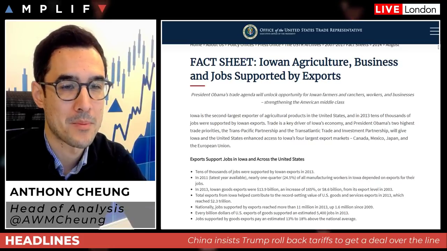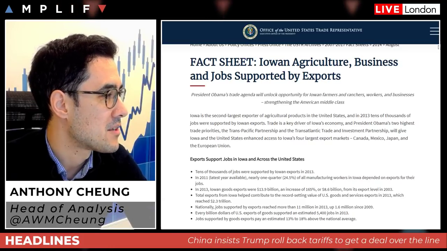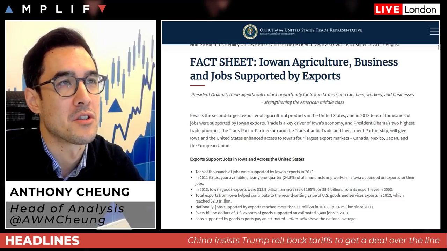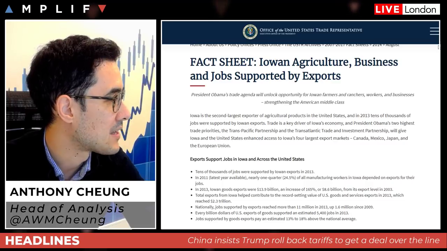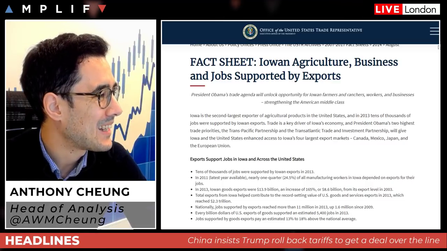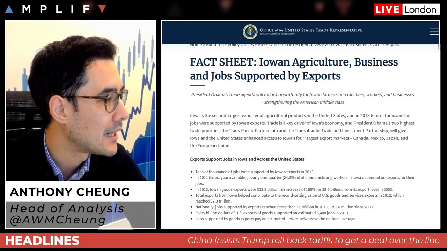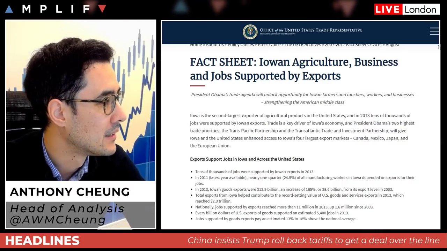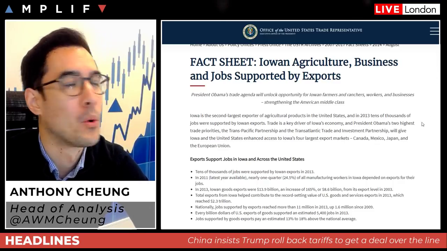If you were to go on their website, you can see basically definitive detail about fact sheets on different areas and locations within the US. Now, Iowa is particularly interesting because it's the second largest exporter of agricultural products in the entire United States of America. And so this is particularly important.